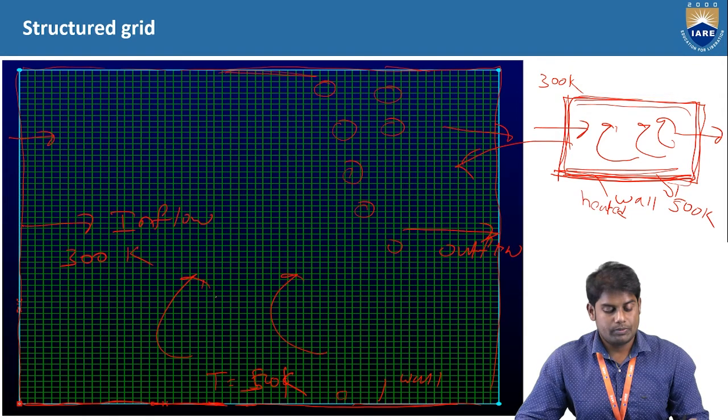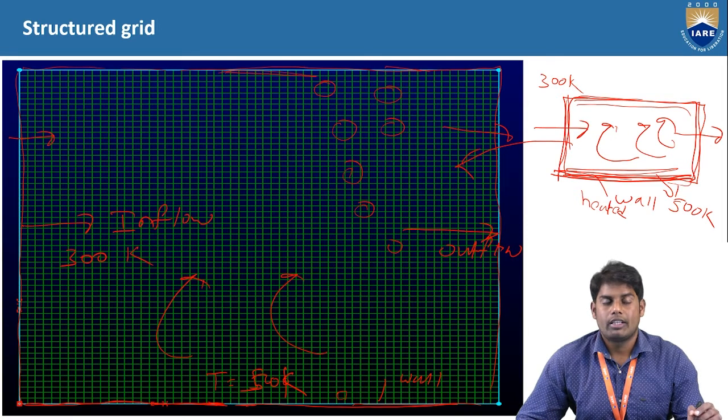Basically, the important aspects before doing the CFD simulations: first you need to get the information of the domain, what is the length of the domain, what is the height of the domain, and then which type of grid is to be used. These things are very, very important.